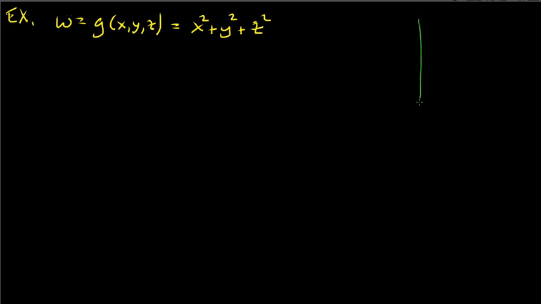So let's look at one other example. Suppose w is, I'll call it g of x, y, and z, x squared plus y squared plus z squared. We're not going to be able to graph it. However, we can think of the scalar field here.